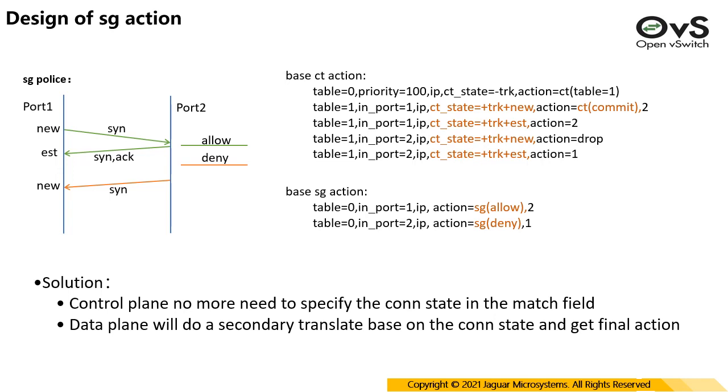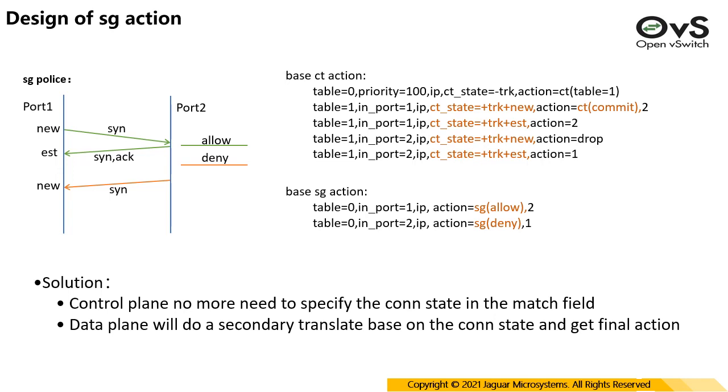The key point to support this function is to find a way to tell the difference between the SYN-ACK flag reply packet sending from port 2 to port 1 and the initiative connect SYN flag packet. With CT action, this job is left to the control plane. Control plane has to specify the CT state in the matching field and specify what action needs to be done based on the different connection status. Thus, we need to insert at least 5 OpenFlow rules.